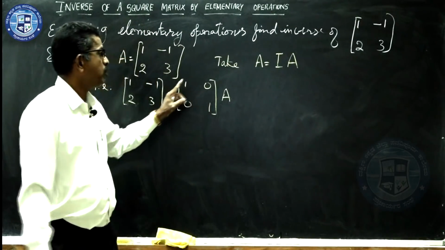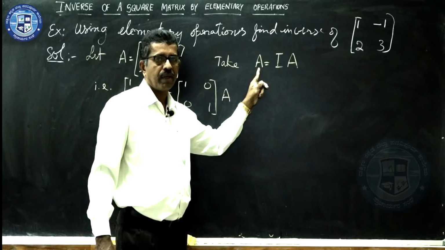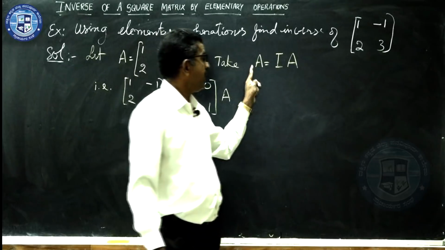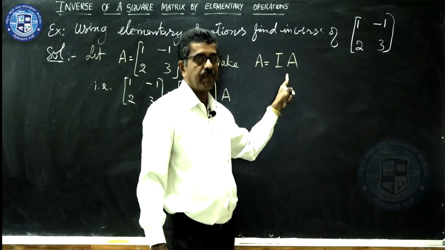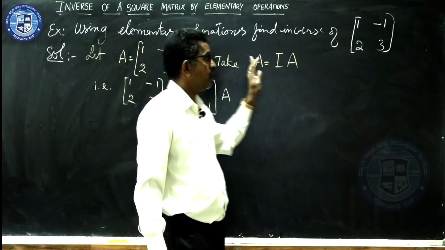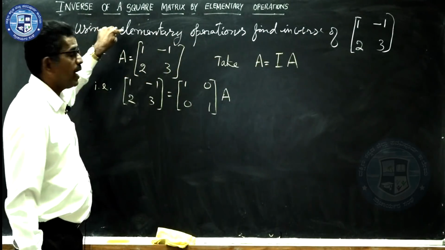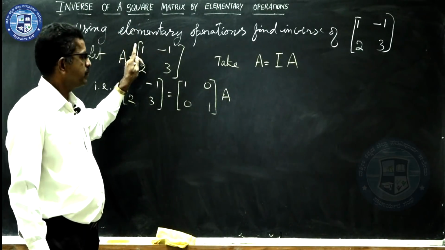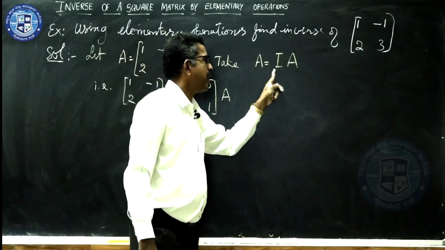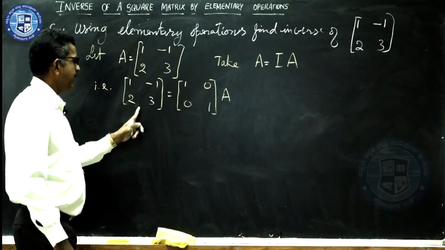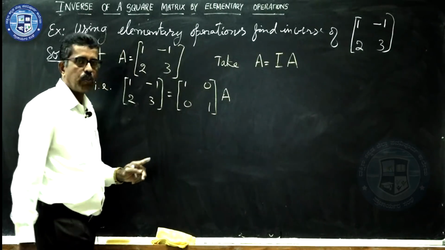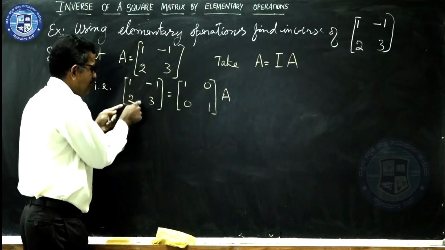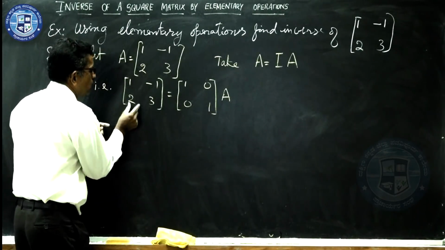Whenever you apply a row operation, you have to take this structure. If you have to apply an elementary column operation, we must take A is equal to A into I. Here I am going to apply a row operation. If the question does not specify either row or column operation, it is better to prefer row operation. So, here A is equal to I into A. Now, think of how we can make this element 0.